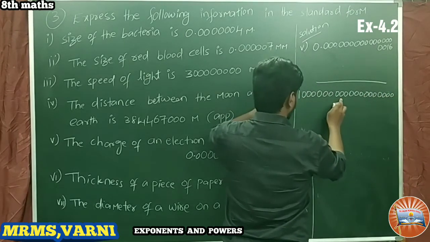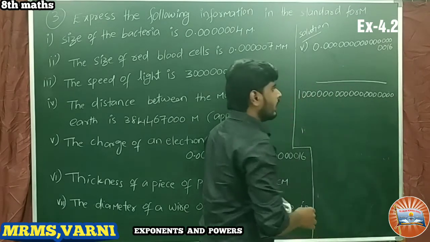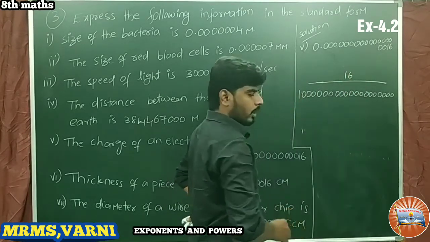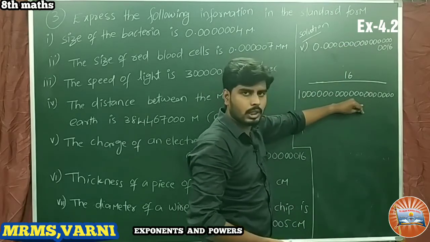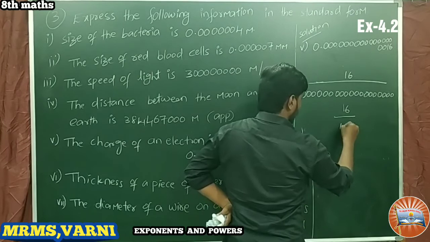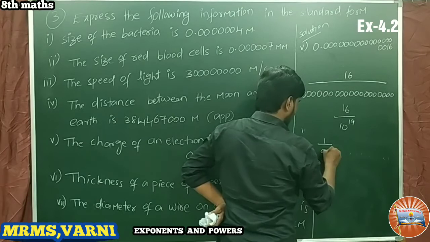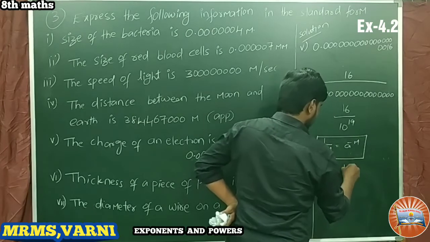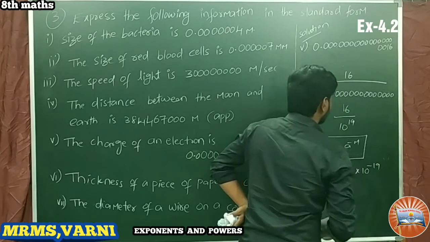Right, 1, 2, 3, 4, 5, 6 and so on to 19. Okay, 19 zeros, and here we can write 16. After the decimal point we have 19 decimal places. That is why I am taking 19 zeros in the denominator. Okay, 16 by this we can write 10 to the power of 19. We have one formula, 1 by a power m is equal to a power minus m. From this formula this becomes 16 into 10 power minus 19.